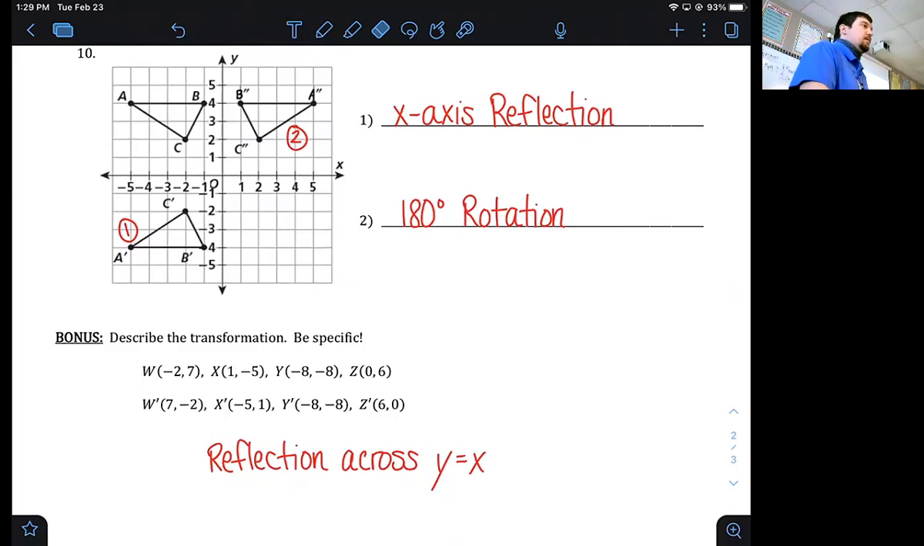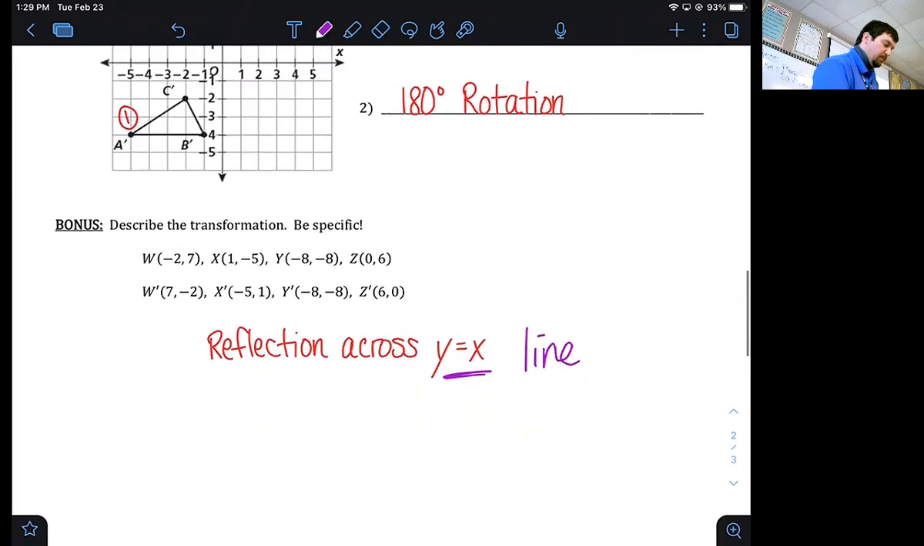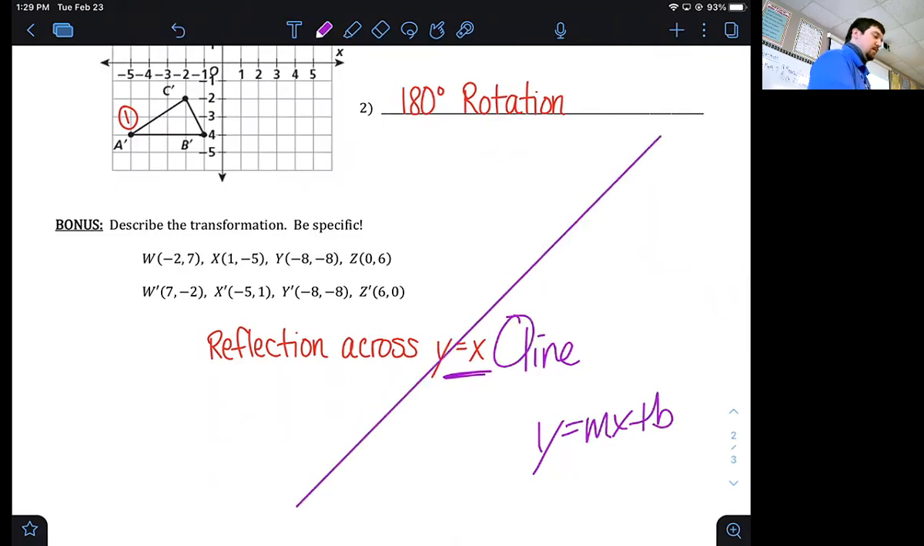Yes? Would it be the same if you put x? It wouldn't be the same because this y equals x is a line. And that line is written in slope-intercept form with the y-intercept being 0 and the slope being 1. So it looks like this, okay?